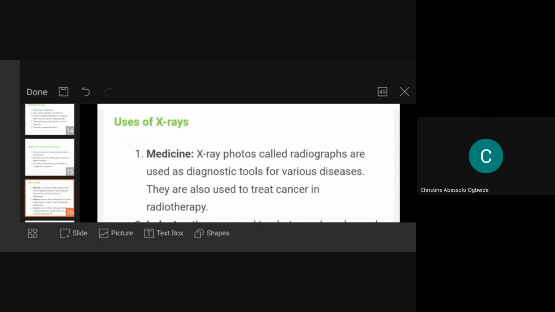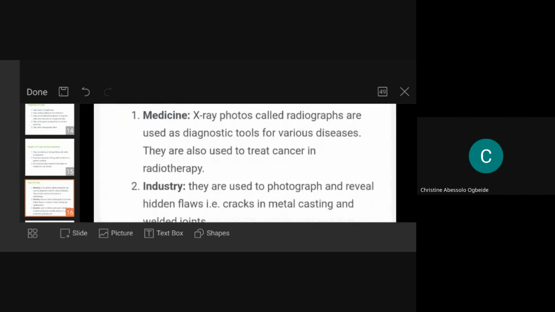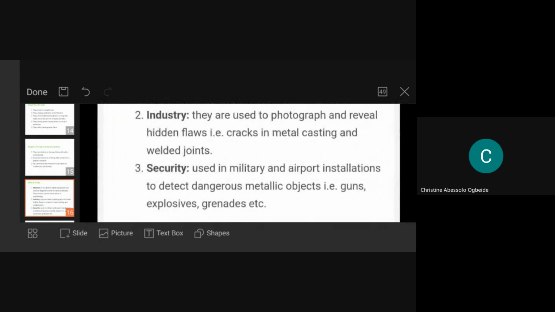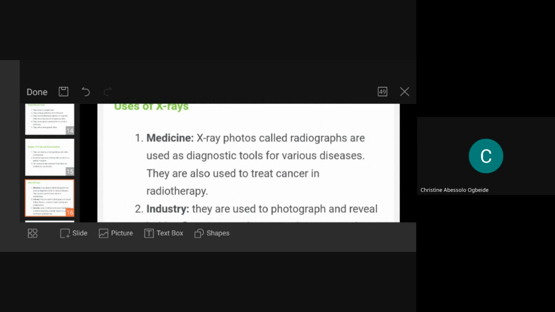And the uses of X-ray: we have uses in medicine, in industry, and in security. Under the medical use, X-ray photos called radiographs are used in the diagnosis of various diseases. Of course, you know that cancer can be treated using X-rays. That is called radiotherapy. Cancers can be treated using X-rays, and that is part of this application in medicine.